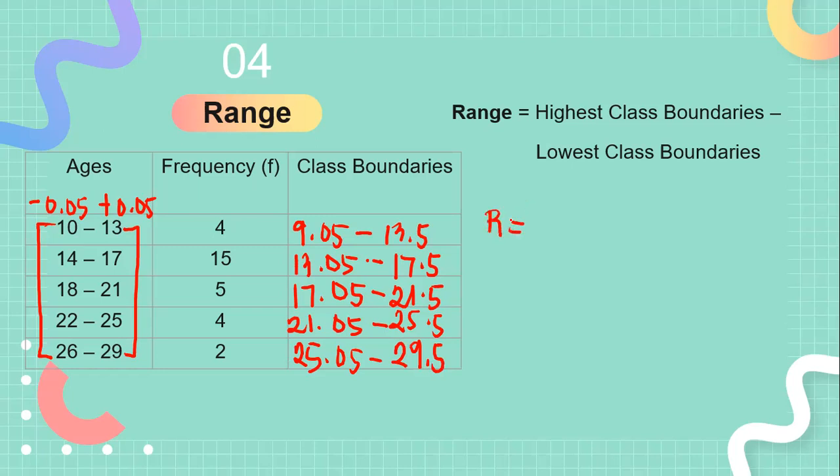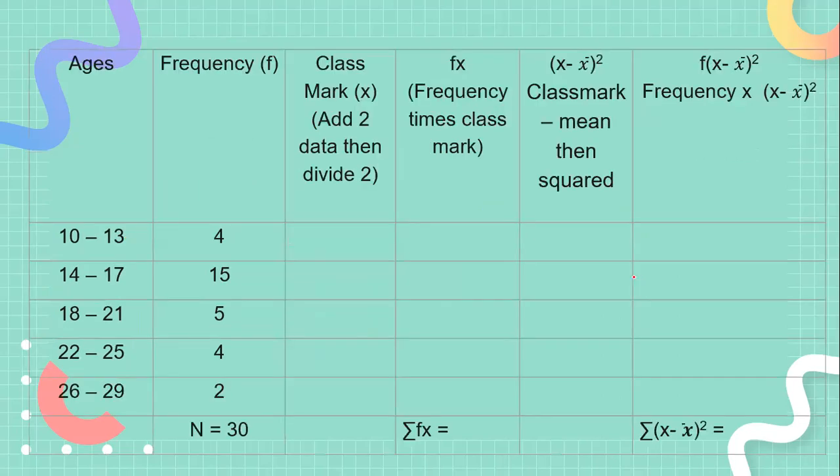Now for range, highest class boundaries minus lowest class boundaries. So what is the highest class boundary, class? Very good. It's 29.5 minus the 9.05. How much, class? So our range is 20. Okay. Now let's proceed to the next slide.